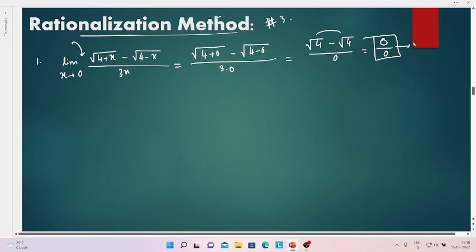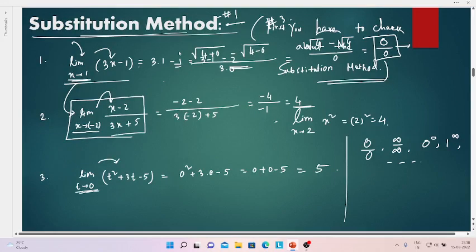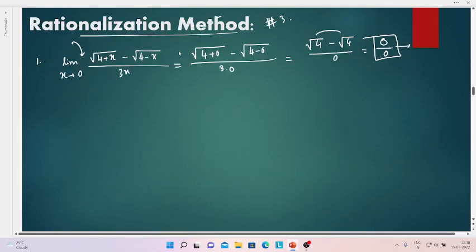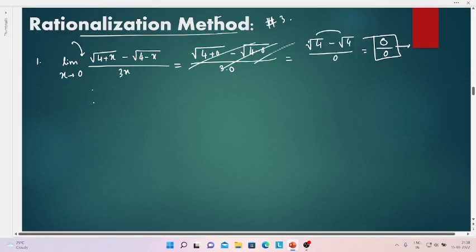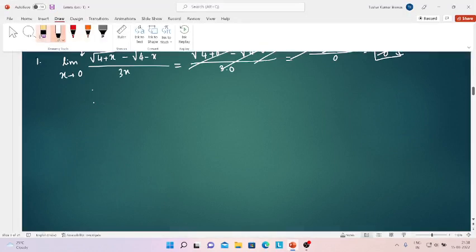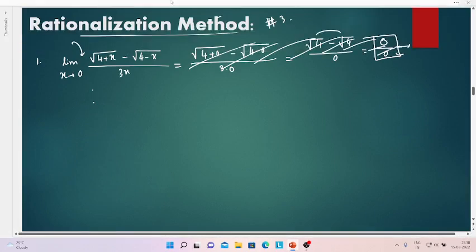So we must not move to the substitution method. Let us discuss what the factorization method is. Before discussing that, let me first erase that part. I think some glitch happened, but no worry. This particular method will not work.